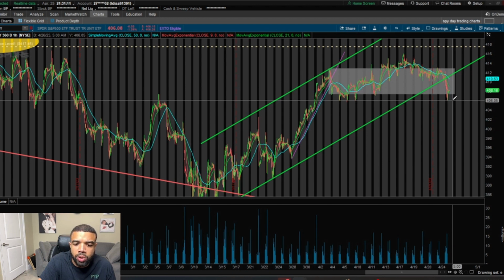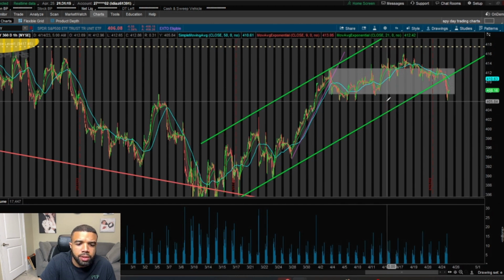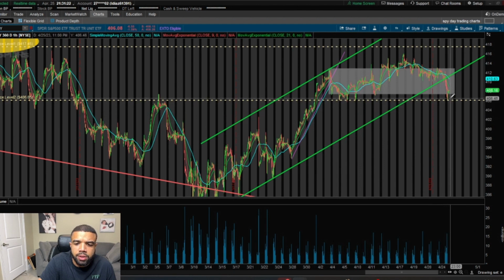Now, I also want you to notice that this 406 area is significant. How do we know that? I'm going to show you right now. Look at this. Right here, we bounced today. We bounced here previously, bounced here again. That's 4 times.